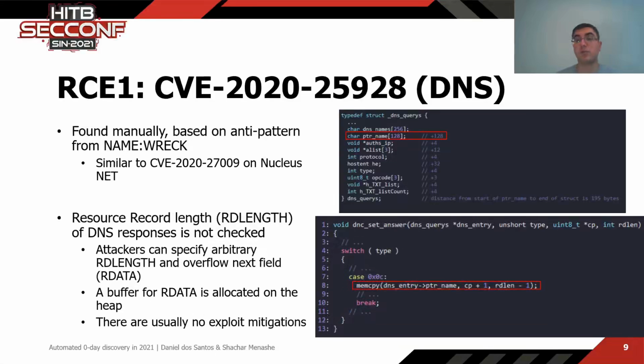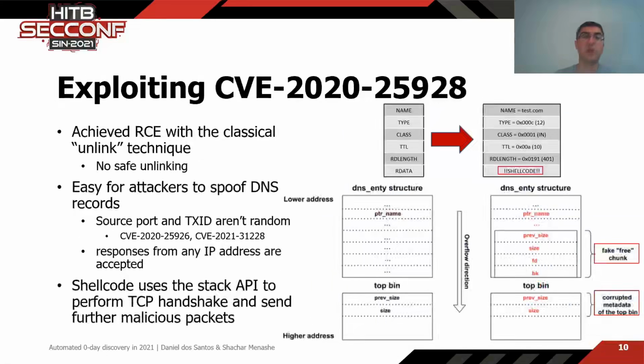And this buffer is allocated on a heap, and usually there are no exploit mitigations, right? Which leads to the actual exploitation of this vulnerability, which was achieved with a classical unlink technique, because there's no safe unlinking. There's an example of a DNS packet on the right-hand side, where you have name, type, class, TTL, RD length, and RD data. If an attacker uses the values shown in the figure, test.com and type, class, TTL, and so on, and then provides an arbitrarily large RD length value, it can provide shellcode in the packet that will overflow the R data buffer.